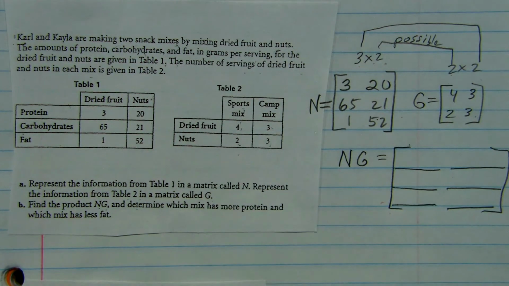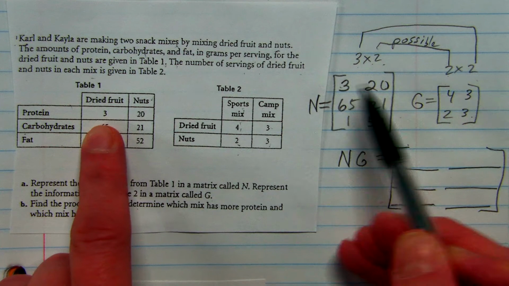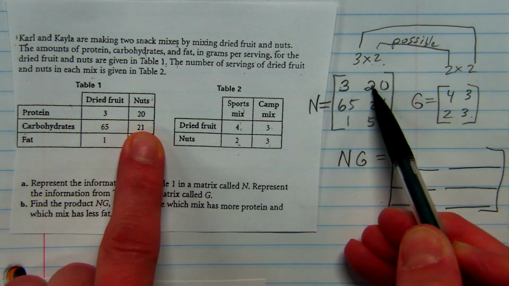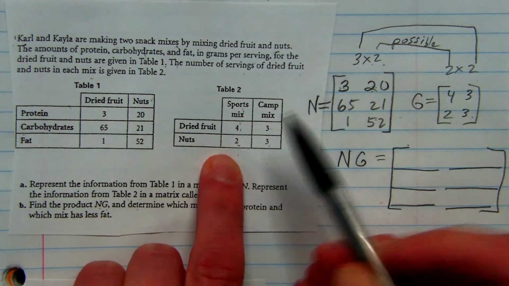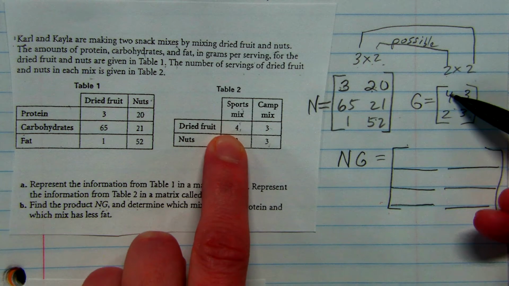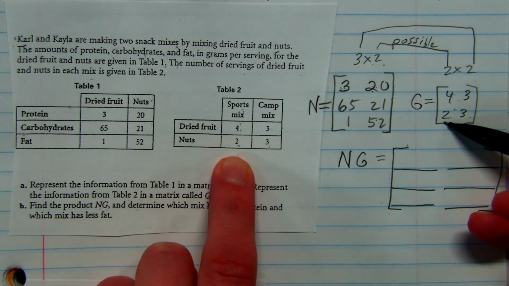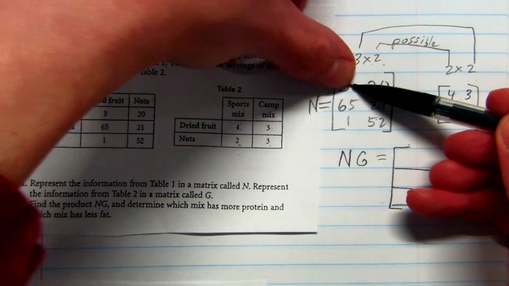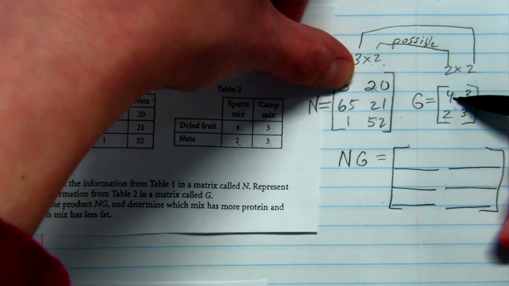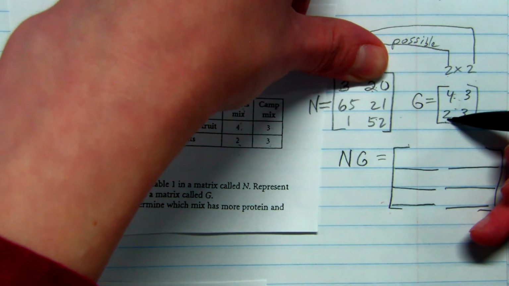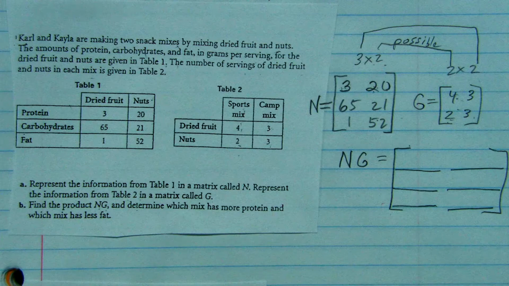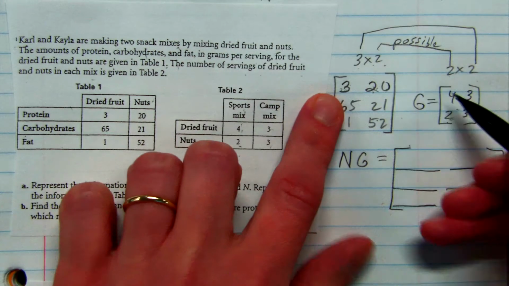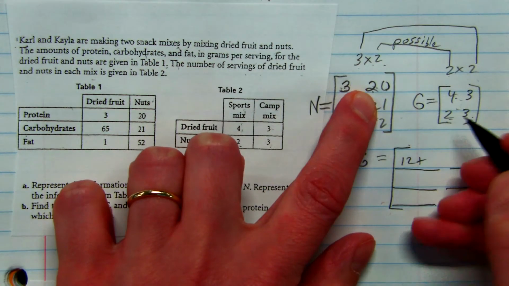All right, so we're going to multiply. Let's think about what we're multiplying. This 3 and this 20 in the first row is dried fruit and nuts. This is the amount of protein in both: protein for the dried fruit, protein for the nuts. And if I look here, this 4 is how many servings of dried fruit we have, and then the nuts. So I'm taking the protein for the dried fruit times how much dried fruit, and adding the protein from the nuts times how much nuts we're putting in. So we're doing a whole bunch of important math all in one big matrix step. 3 times 4 is 12. 20 times 2 is 40.